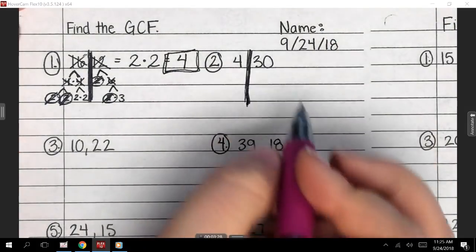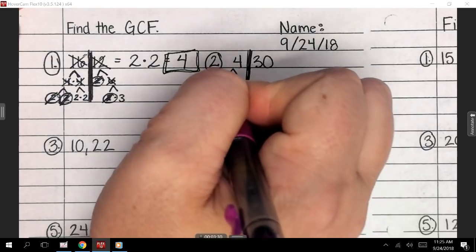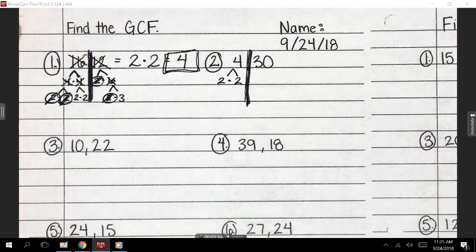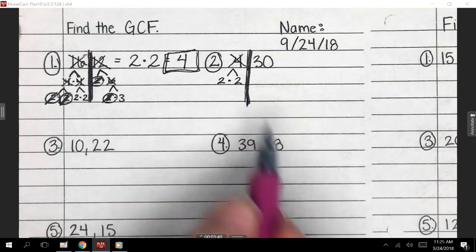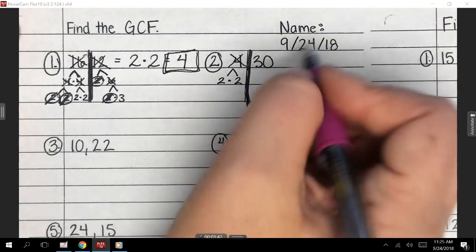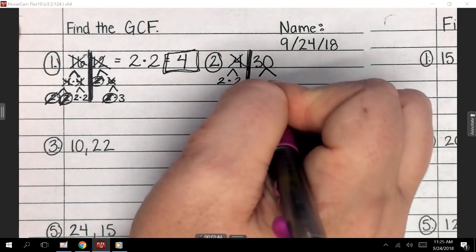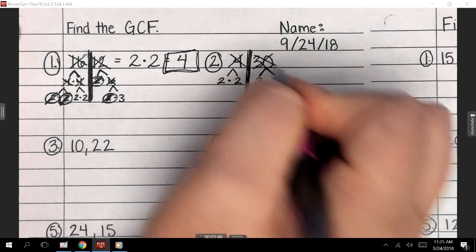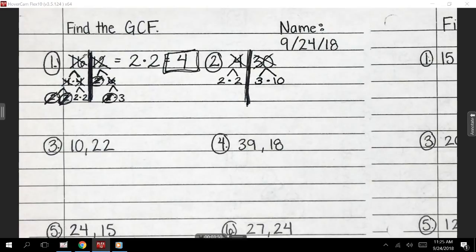All right, so 4 can split up. I can split 4 into 2 times 2. Okay, and so I've split 4 up. That one's done since I've split it. All right, 2's won't split. They're prime, so I'm done with that one. So now we're going to look at 30. All right, 30, I can split that into 3 times 10. So I'm going to mark that out. You could have done 6 times 5. You could have done 15 times 2. We just want to avoid using 1.